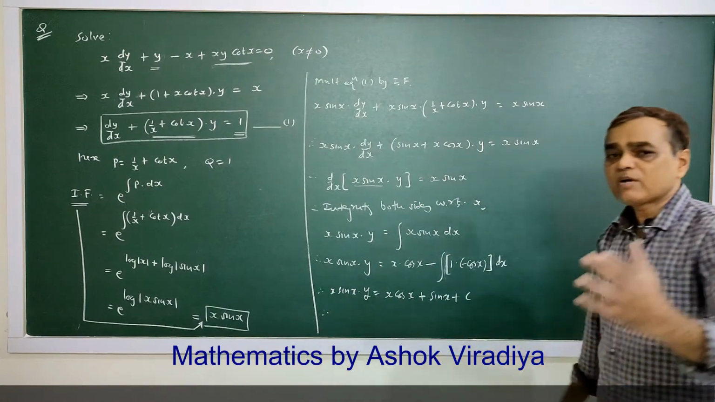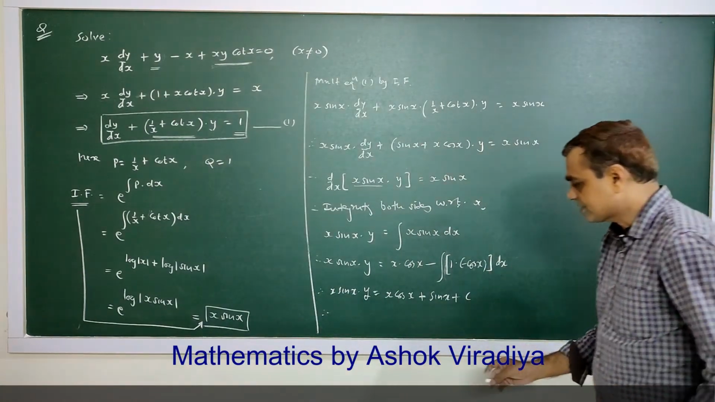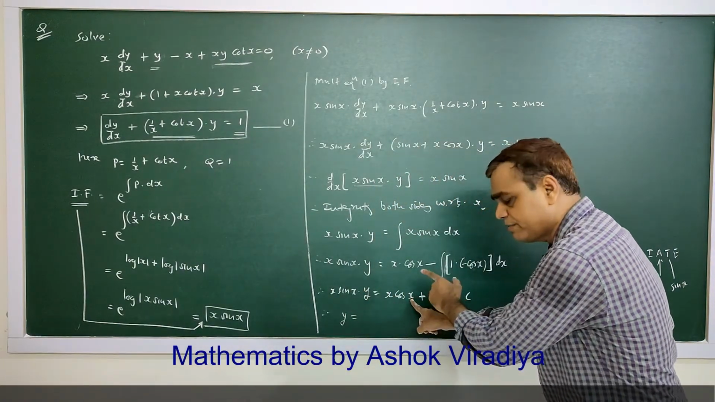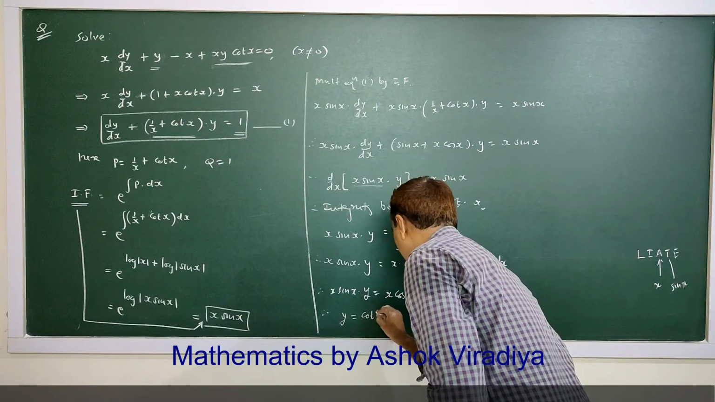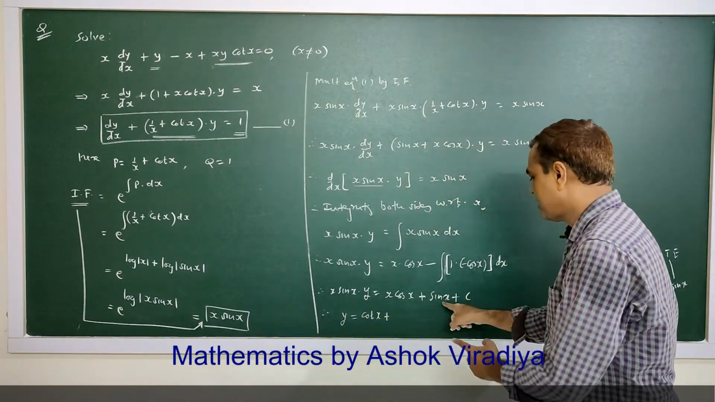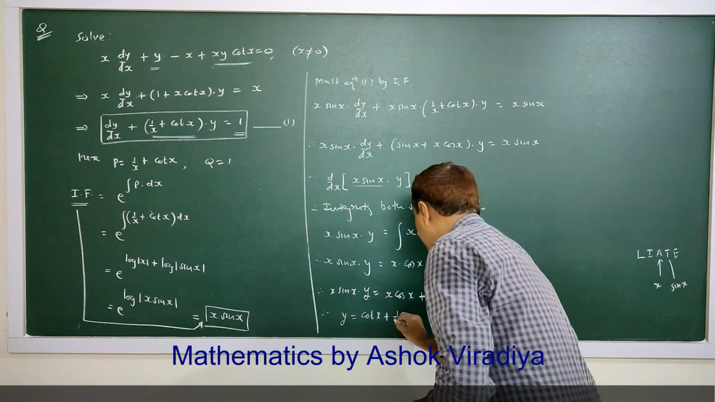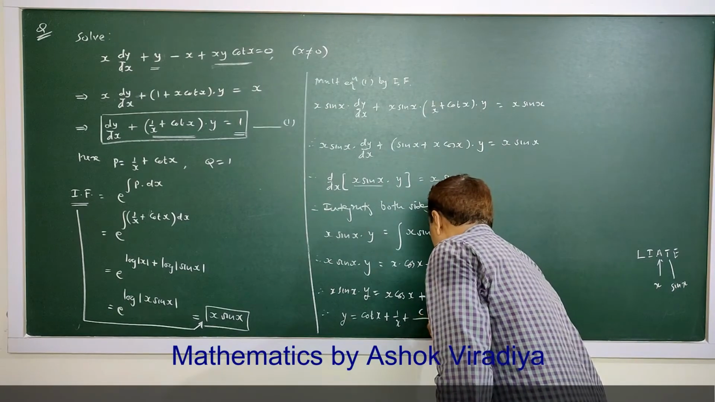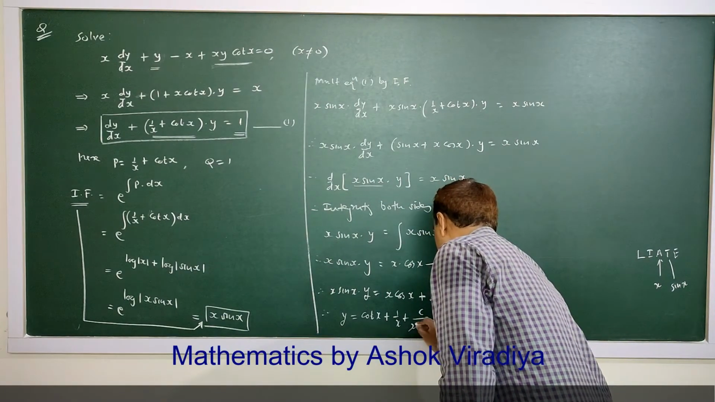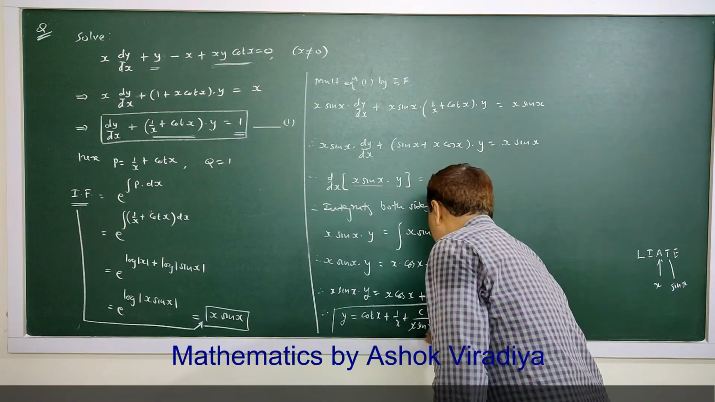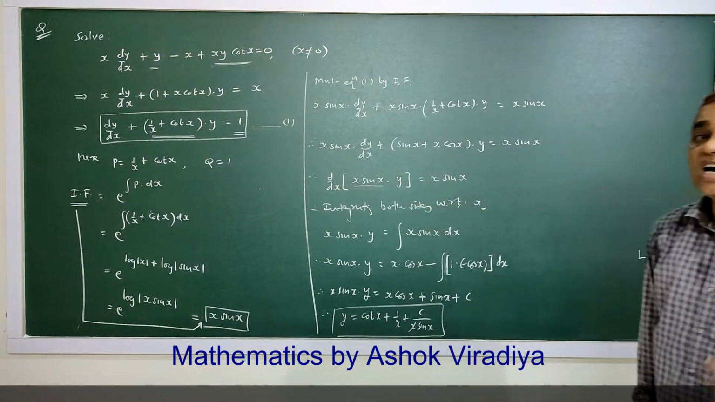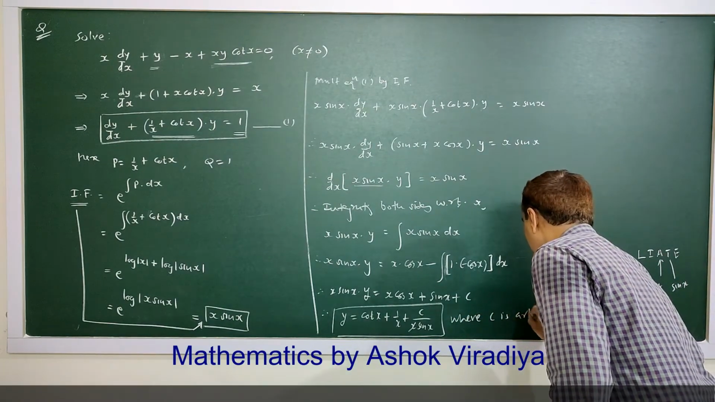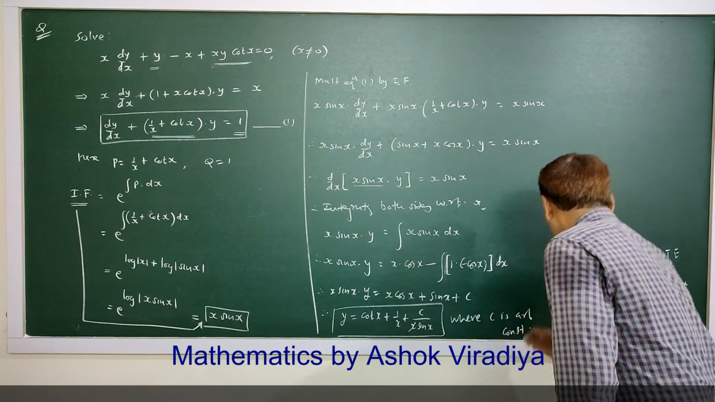So now I divide by x sin x. Dividing this equation by x sin x, y is equal to, dividing x cos x by x sin x, x will be cancelled. So cos x by sin x is cot x, plus sin x divided by x sin x, so it is 1 upon x, plus c upon x sin x. So this is the required general solution, where c is an arbitrary constant.